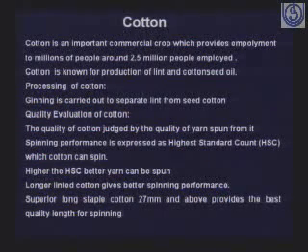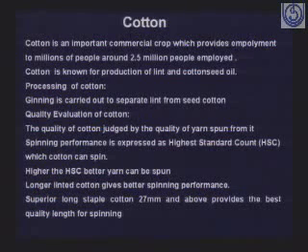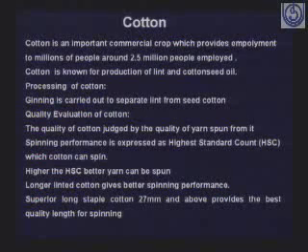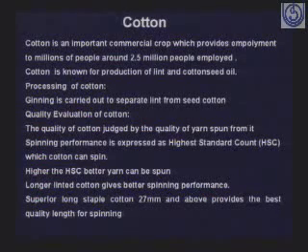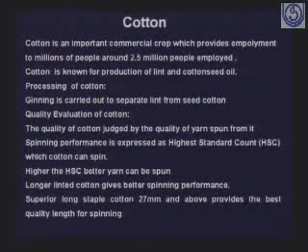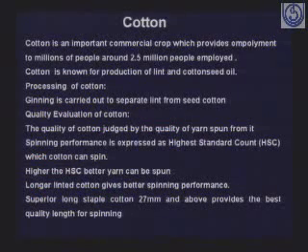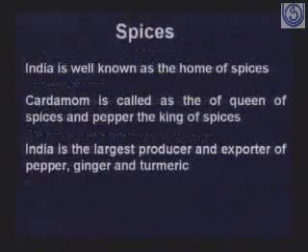How do we evaluate the quality of the cotton? Quality of the cotton is judged by the quality of yarn spun from it. Spinning performance is expressed as highest standard count, HSC, which cotton can spin. The higher the HSC, the better the yarn that can be spun. Longer linted cotton gives better spinning performance. Superior long staple cotton, 27 mm and above, provides the best quality length for spinning.